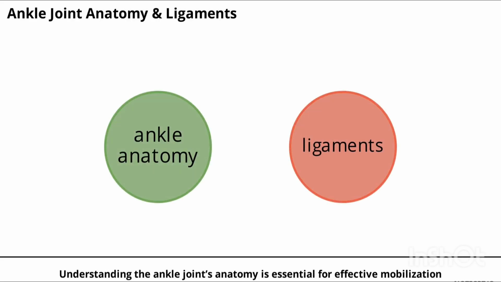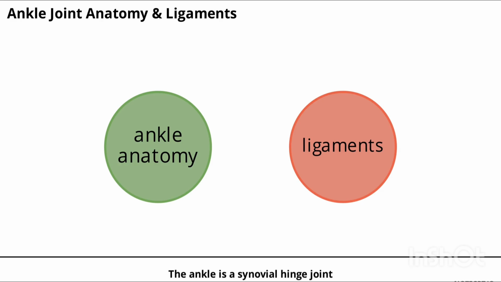Understanding the ankle joint's anatomy is essential for effective mobilization. The ankle is a synovial hinge joint formed by the distal tibia, medial and lateral malleoli, and the talus. The articular surfaces include the concave tibia, flat malleoli, and convex talus.